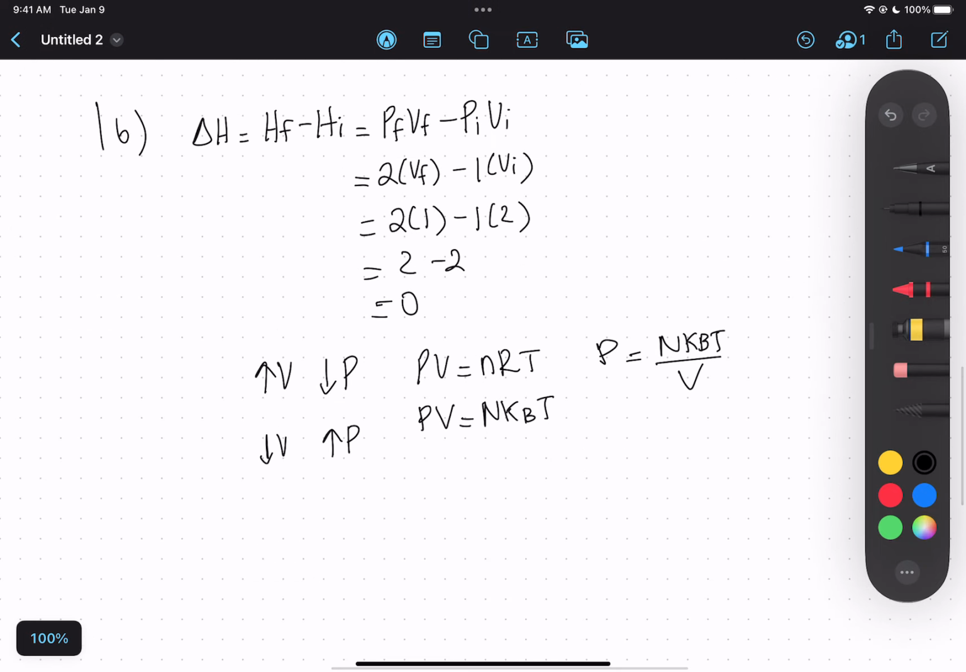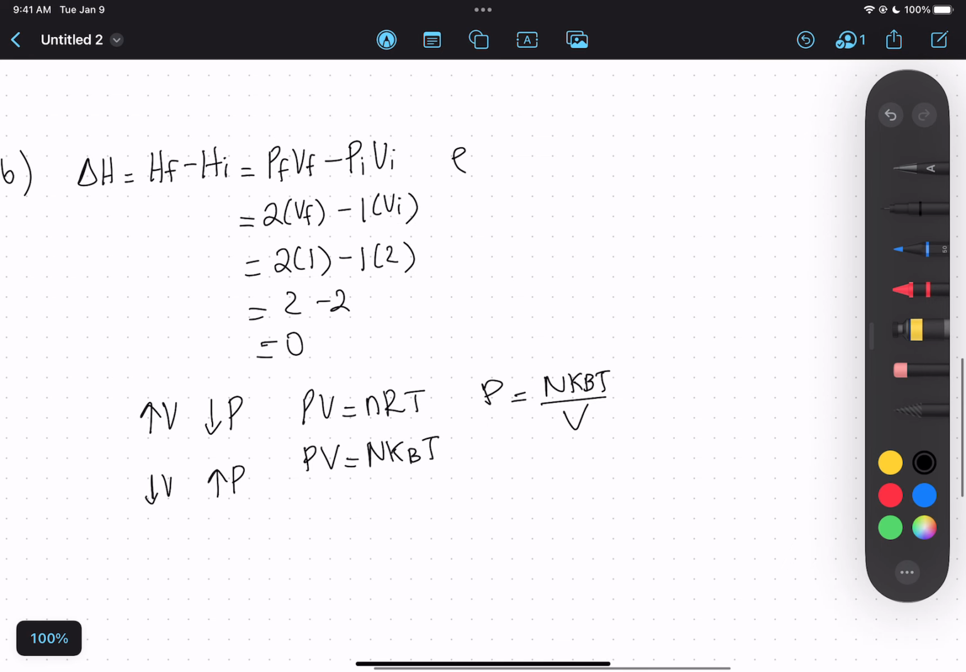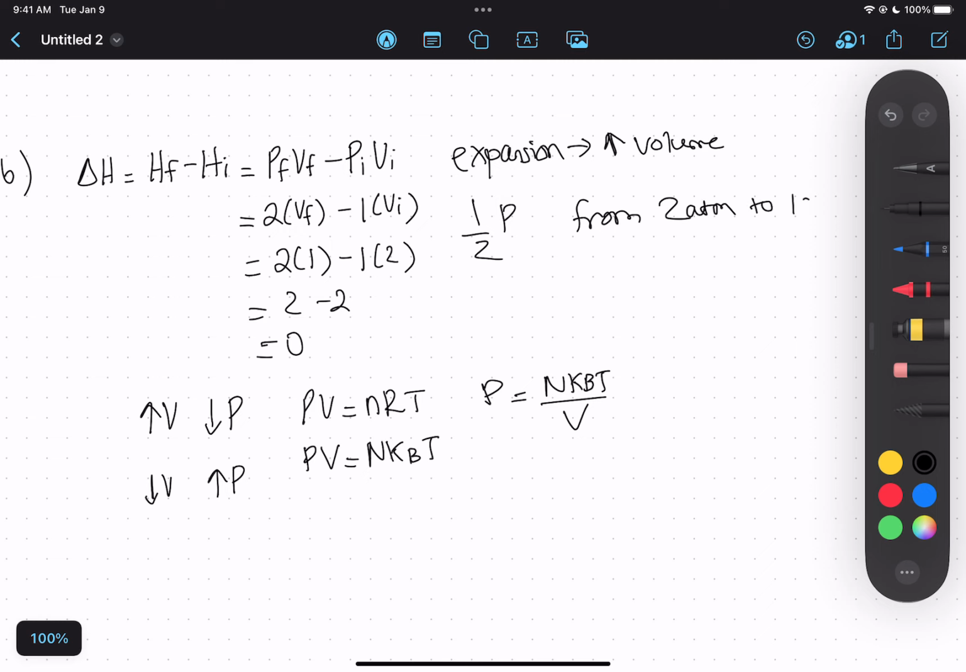Because the gas is allowed to expand, we know that there's an increase in the volume, just by the word expansion. Expansion means increase in volume. And then they told us what happened to the pressure. They said the pressure was doubled, or pressure was halved, my bad, from 2 atmospheres to 1 atmosphere. So if the pressure is multiplied by 1/2, then we can safely assume that the volume was doubled.